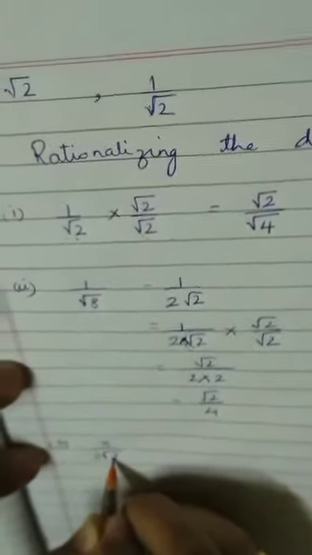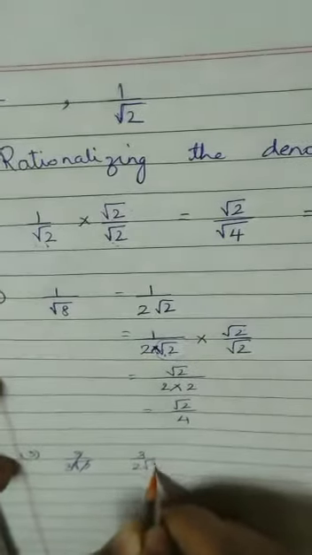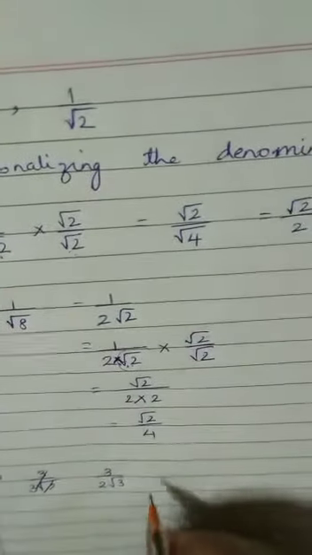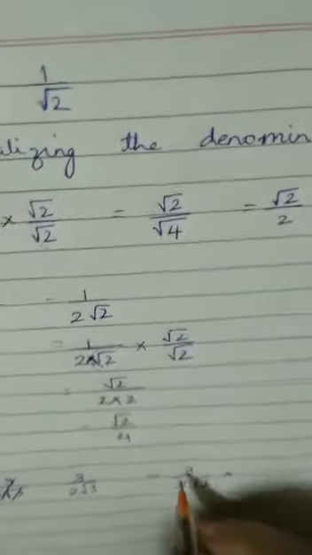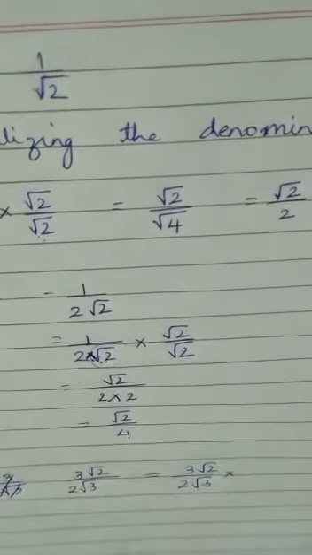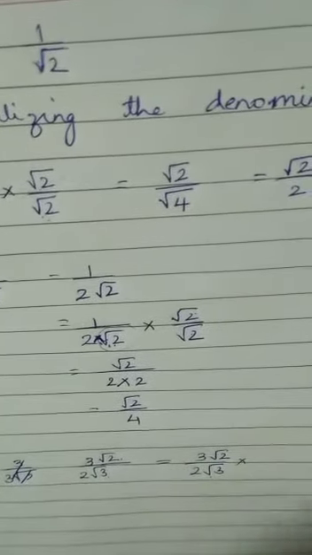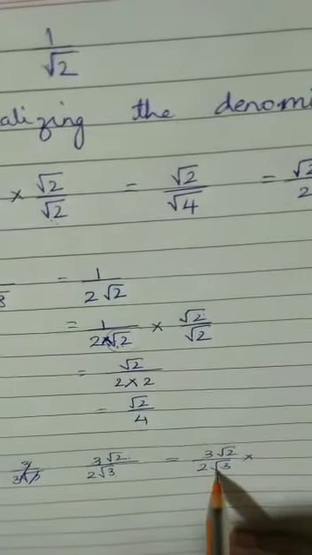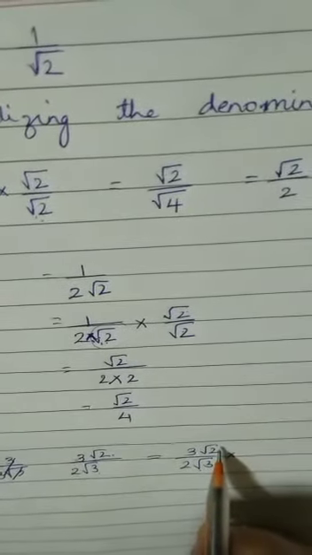Let's take 3 upon 2 root 3. Right? What do you think? What should I multiply this with? Yes, the denominator has root 3. Even if there was a root 2 in the numerator, suppose I change my question now, 3 root 2 upon 2 root 3. We are concerned with removing the root from the denominator, so we should focus only on that, not on the numerator.